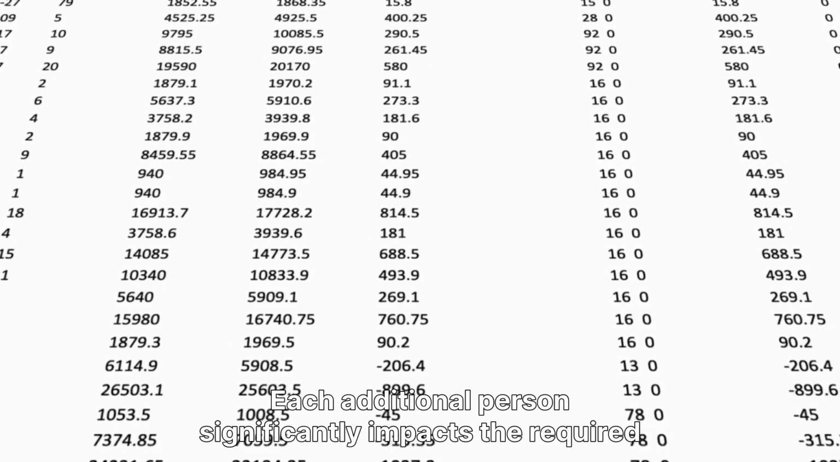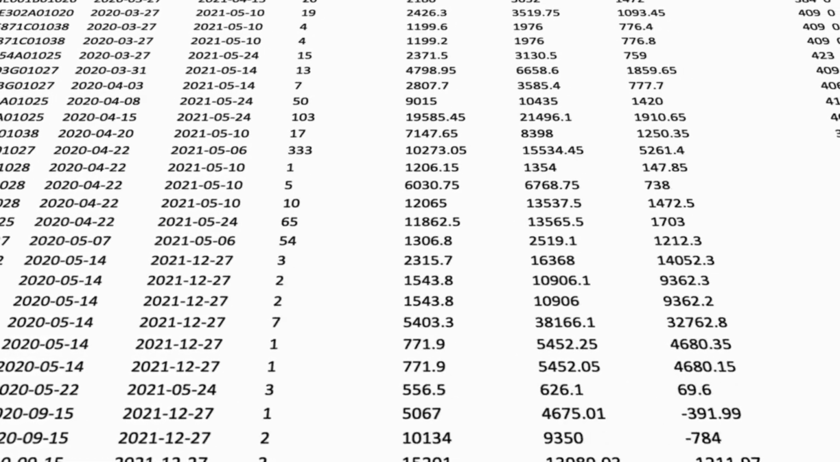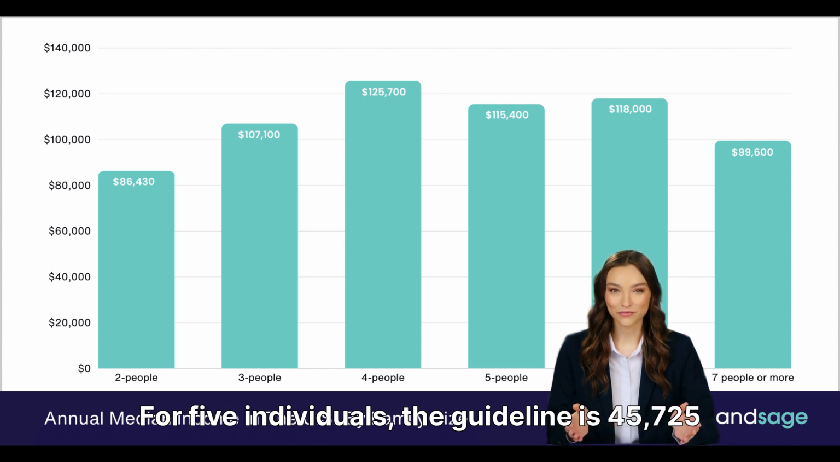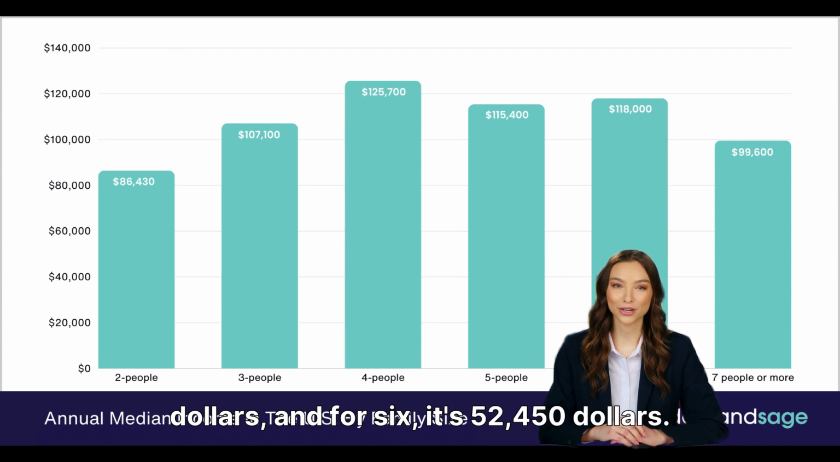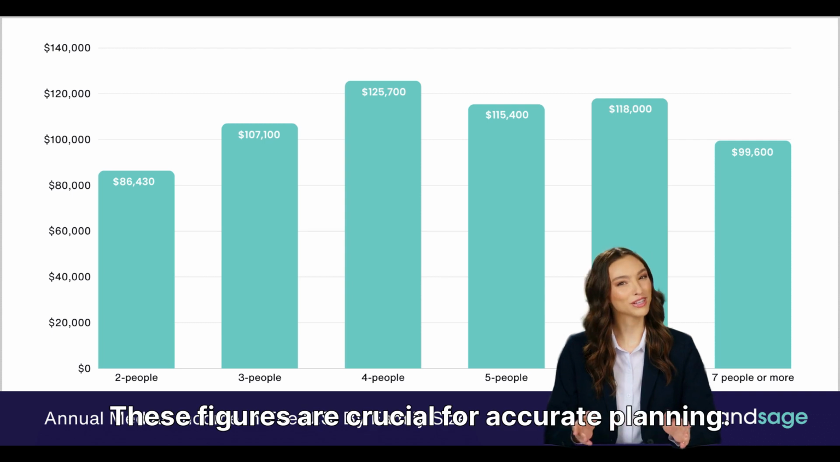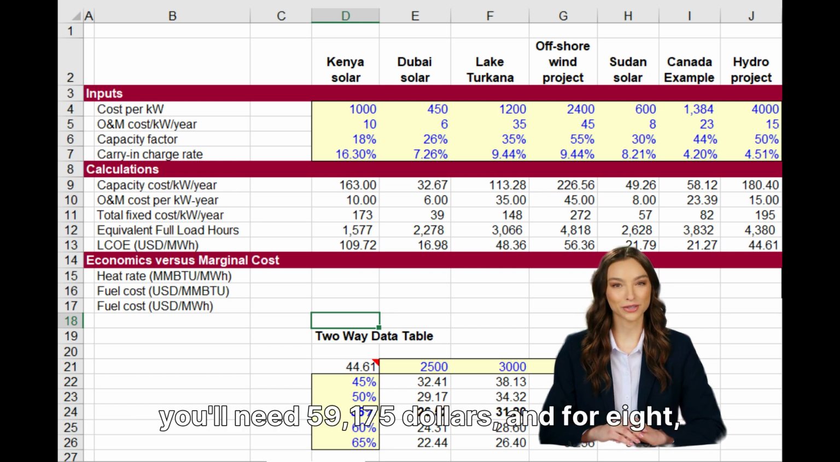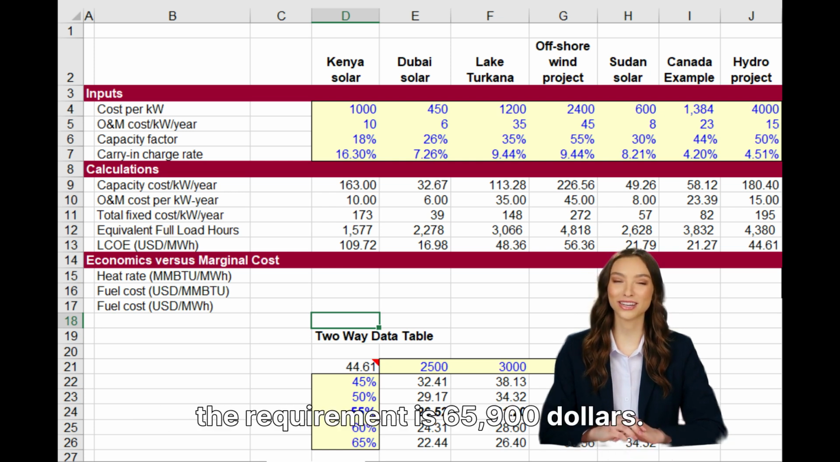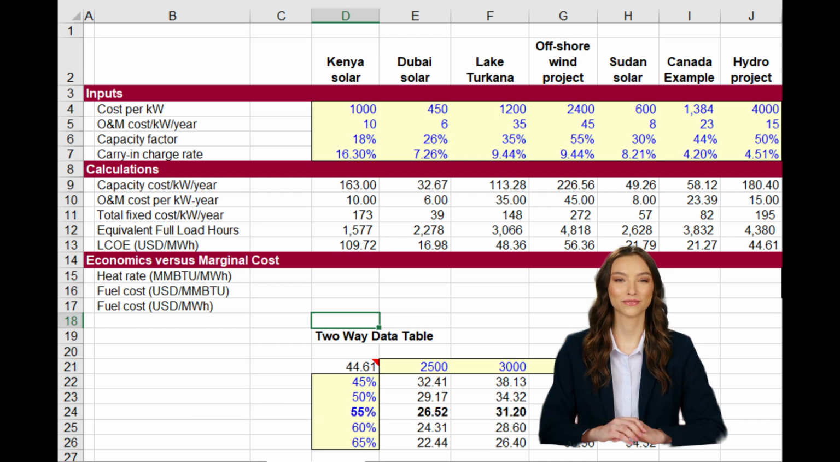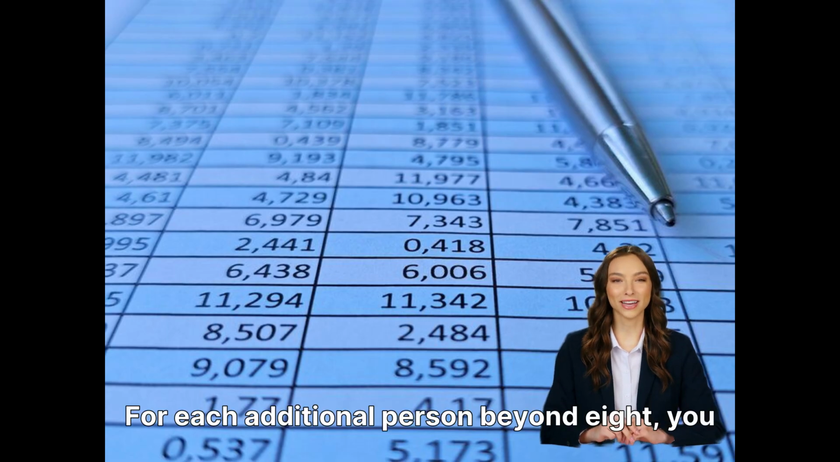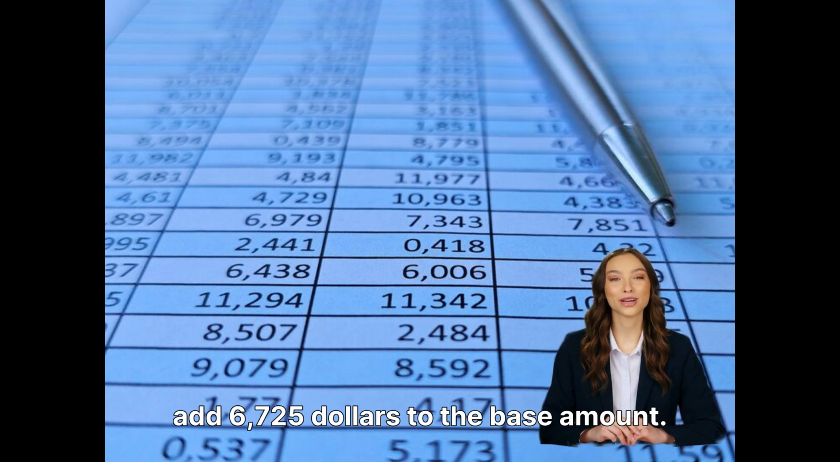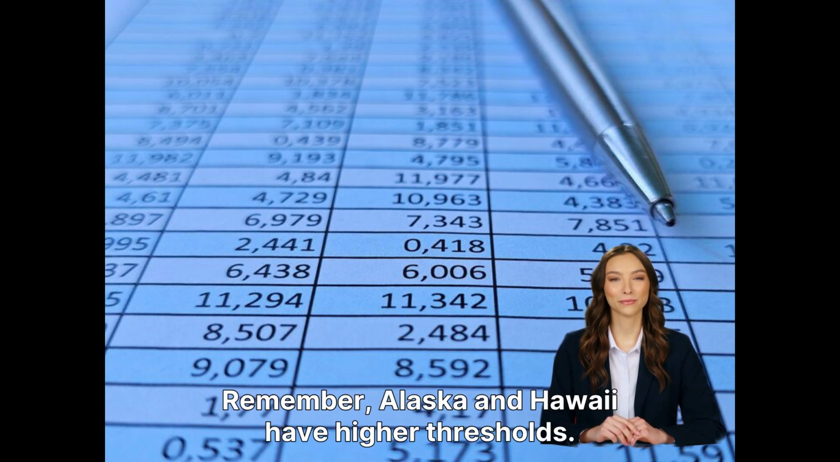Each additional person significantly impacts the required income. For five individuals, the guideline is $45,725, and for six, it's $52,450. These figures are crucial for accurate planning. If your household consists of 7 people, you'll need $59,175, and for 8, the requirement is $65,900. For each additional person beyond 8, you add $6,725 to the base amount. Remember, Alaska and Hawaii have higher thresholds.